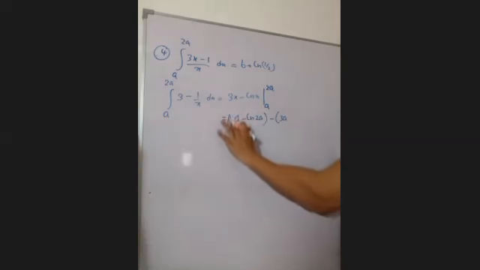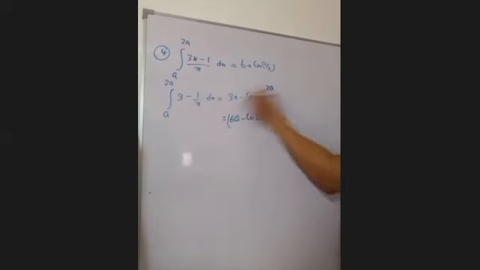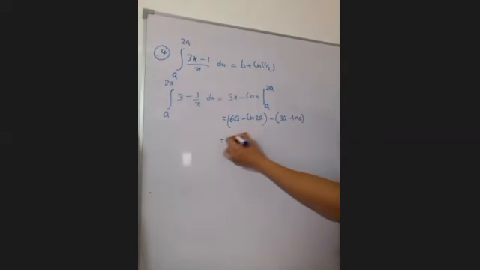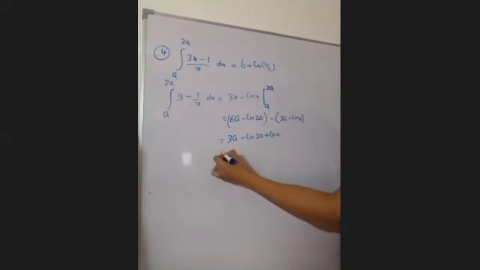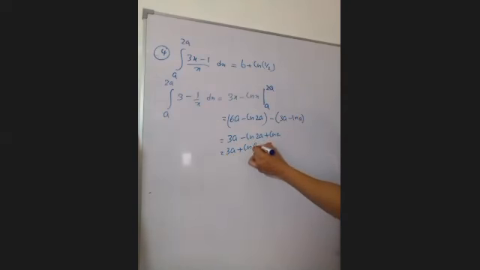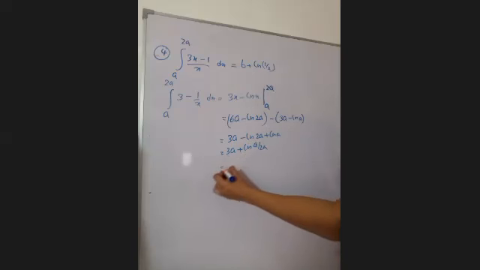Sorry, this is 6, I think. 2a into 3x is 6a. Then x is replaced by a, giving 3a minus ln a. Then you can say 6a minus 3a is 3a, minus ln 2a plus ln a. So this turns into 3a plus ln of a divided by 2a. You can write it this way because the subtraction of ln means it's a division. That is 3a plus ln half.